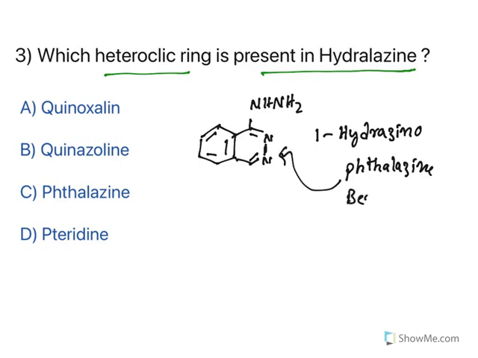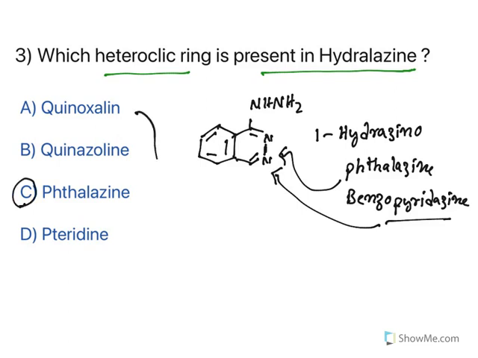Phthalazine is a fused ring system made up of benzopyridazine. Pyridazine is a 6-membered ring with nitrogens in 1,2 positions. So this is the structure, which means the heterocyclic ring in hydralazine is phthalazine.